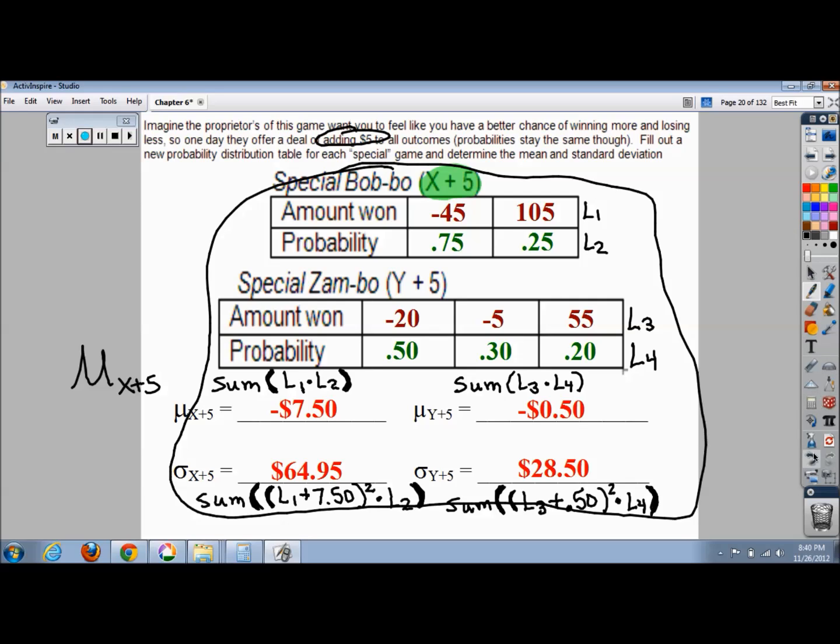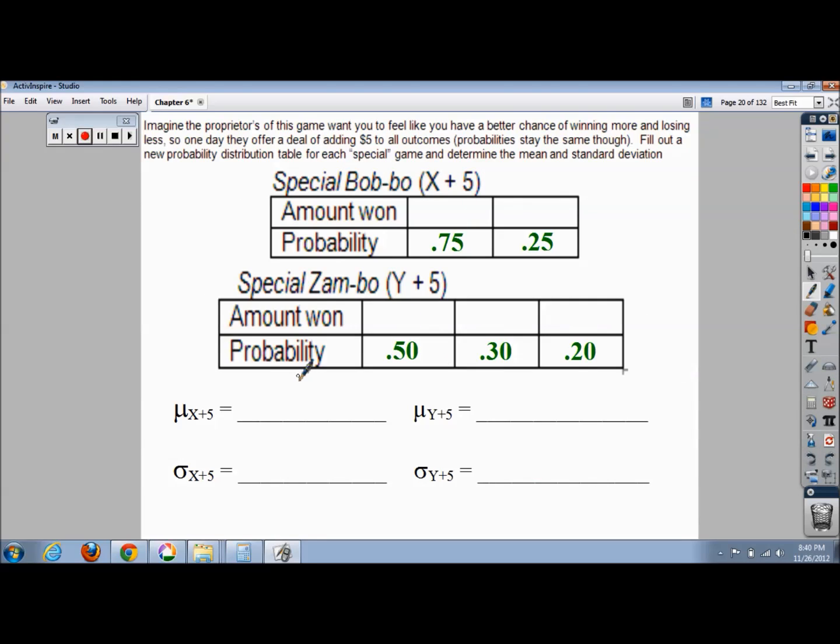Because all we really had to do in the end, let me clear all this out here, we knew that our old mean was negative $12.50 for the other game. To figure out the new mean of the special game, all we had to do was add 5 to it, and voila, there it is. That's all we had to do.